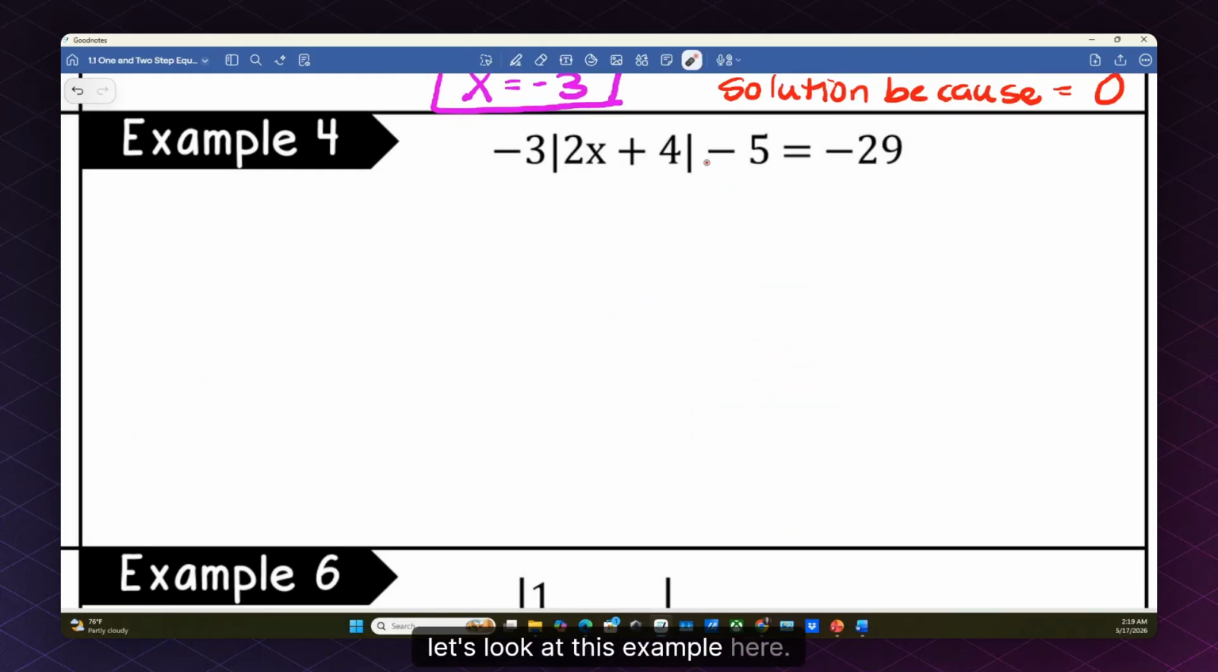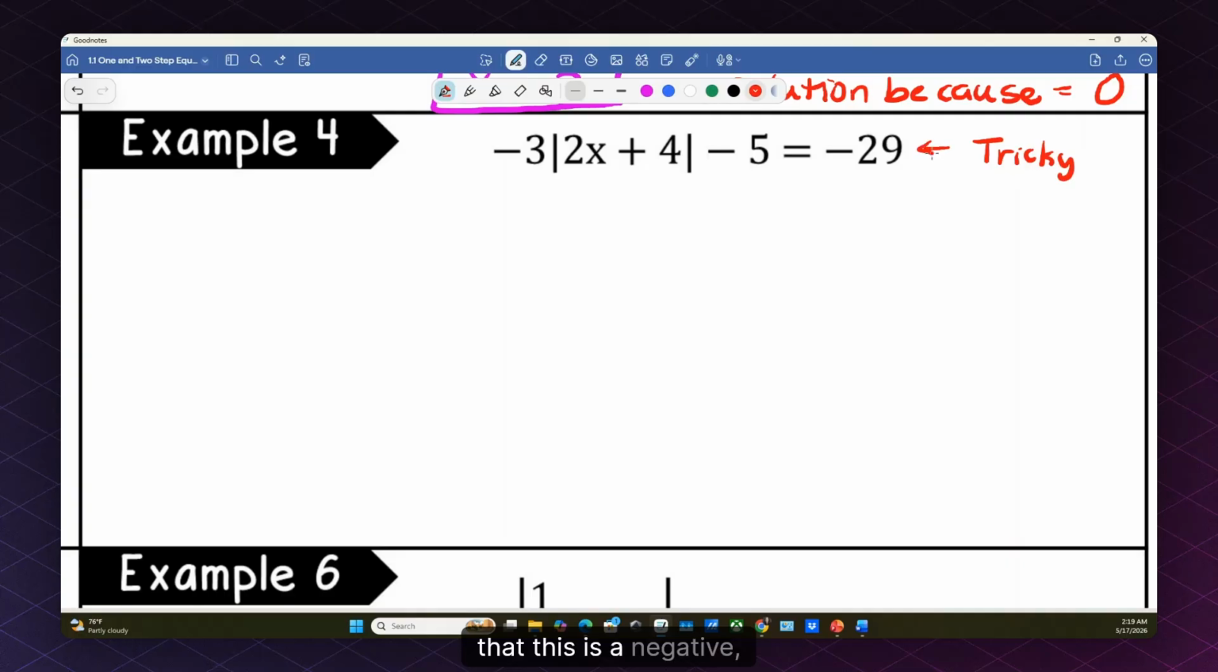Okay, let's look at this example here. We have a -3 in front of the absolute value, and we have -5, and then we have the -29. You might be inclined to think this -29 means that it has no solution, but this is a little bit of a tricky one. So I'm just going to put a little note here because it is very common for a student to think, oh, this is a negative, so it's no solution. This is not no solution. And let me show you why.